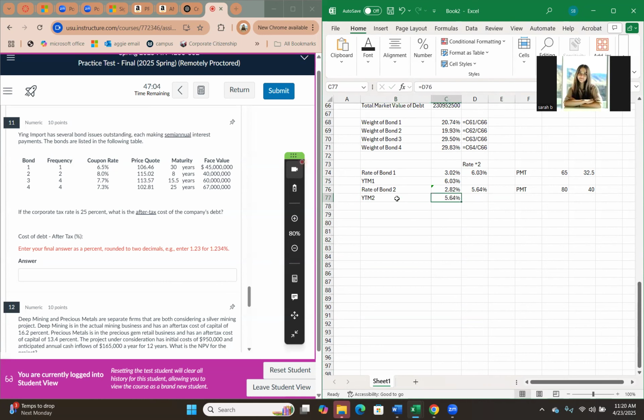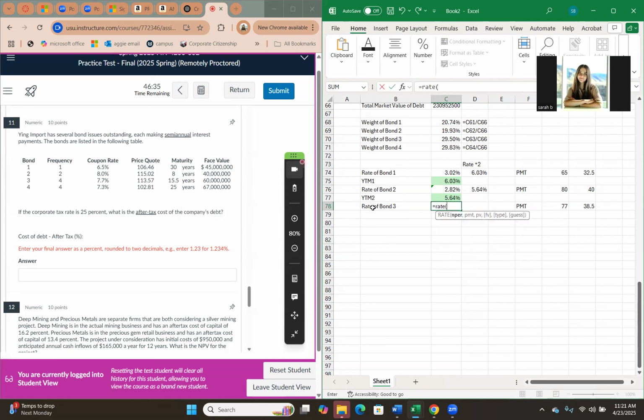Okay. And I'm gonna highlight these because we got lots of math going on here. I don't want to lose anyone. Okay, so then rate of bond 3. You're gonna do the same thing. Let's find the payment, which is going to be 7.7% times 1,000 divided by 2.